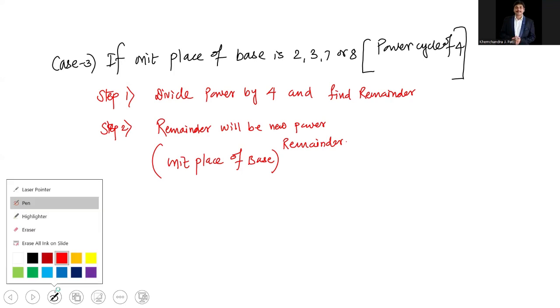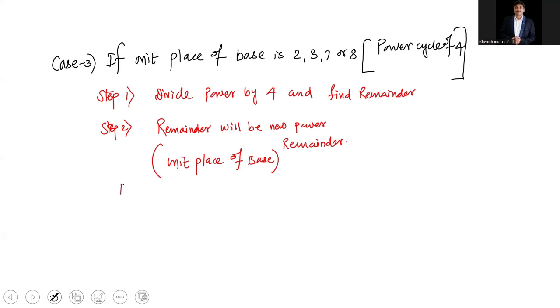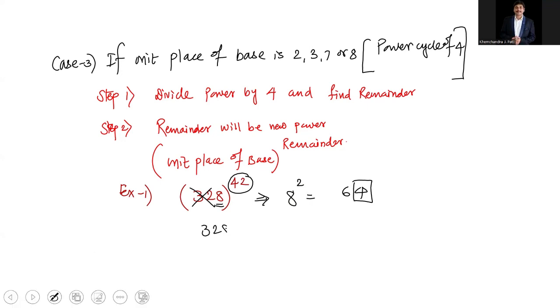एक एग्जांपल और आपको समझाने के लिए मैं लेता हूं यहाँ पे. Example, suppose if we have taken 328 raised to let us say 42. So what we will do now here, just remove this. This follows the power cycle of 4. So divide this by 4. तो डिवाइड करने के बाद आपका 2 रिमाइंडर बचेगा. सो 8 स्क्वायर क्या होता है? 64. 64 का यूनिट प्लेस हो गया 4. So 328 raised to 42 ends with 4. Take a note of this.